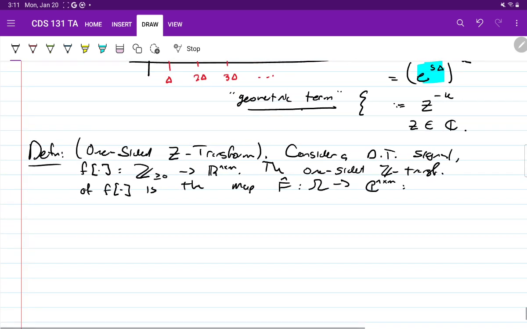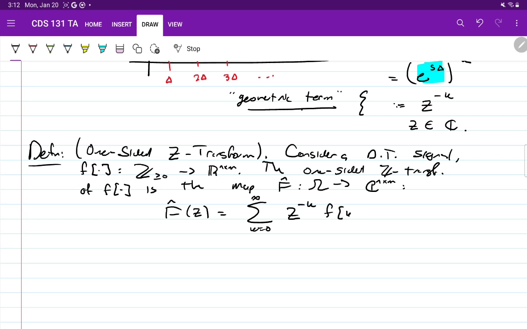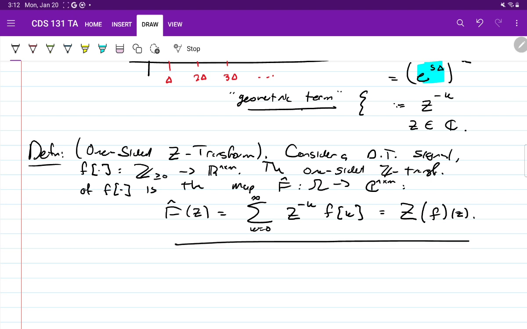And this should kind of feel familiar. Instead of being defined via an integral, this will be defined via a sum. We'll have f hat of z equals the sum from k equals 0 up until infinity of z to the minus k times f of k, and we denote this as Z of f evaluated at z. This is called the one-sided Z transform of f. Just take a moment, stare at this formula, and convince yourself that all we've done is replace the integral with a sum, the exponential with a geometric term, and a continuous time signal with a discrete time signal.